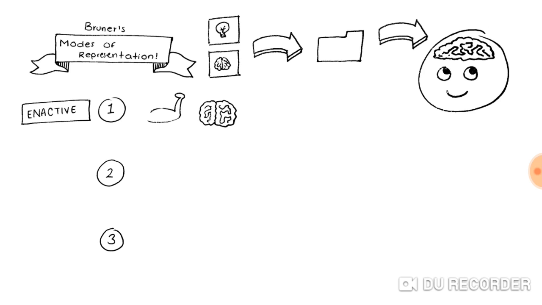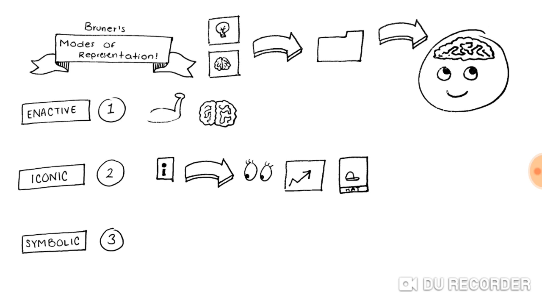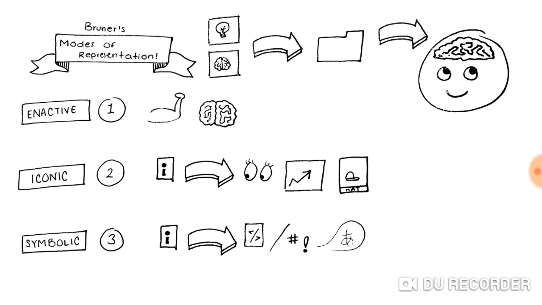Number 2 is iconic mode. During this mode, information is stored visually in form of images such as diagrams or illustrations. And the third mode is symbolic. During this last mode, information is stored in form of a code or symbol, like language. So knowledge is primarily stored as words, mathematical symbols, etc.